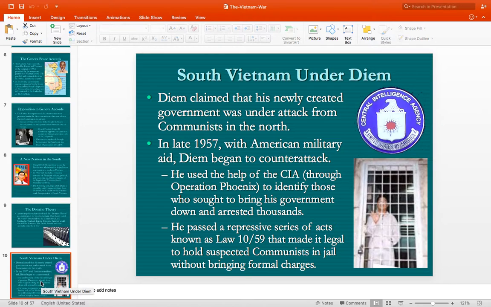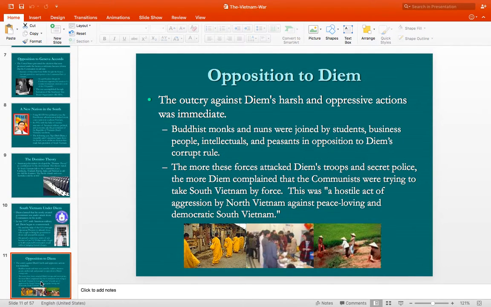South Vietnam under the leadership of Diem: Diem claimed that his newly created government was under attack from communists in the north. In late 57, Diem began to counterattack with the help of the CIA. At the same time, he was passing a number of repressive acts that made it legal for the government to lock up and imprison anyone suspected of communism without any formal charges. Not a popular move among the people. Opposition to Diem was fairly vast and coming from a wide variety of the population.